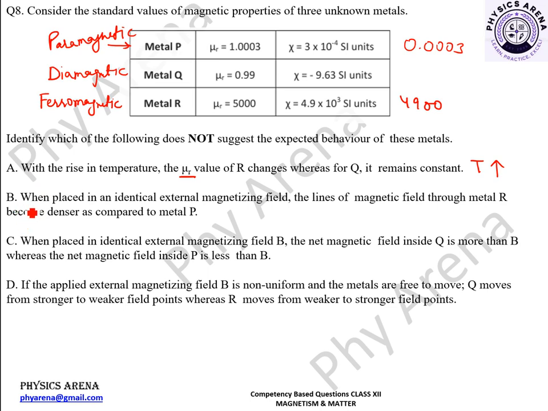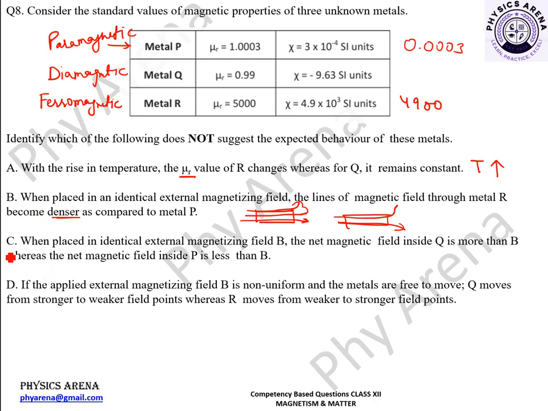Let's examine B as well. When placed in an identical external magnetizing field, the lines of magnetic field through metal R become denser as compared to metal P. So we know that the magnetic field lines will be passing through both ferromagnetic and paramagnetic. They will pass, but the magnetic field lines are denser in ferromagnetic. So the magnetic field lines through metal R will become denser. It is true. And for metal P, that is a paramagnetic material, the field lines are not very dense. They are far apart. So this statement is also true.